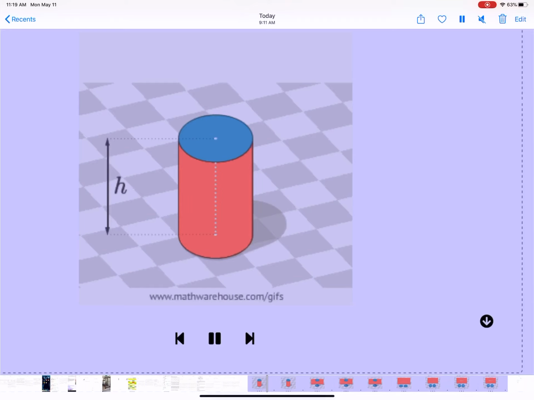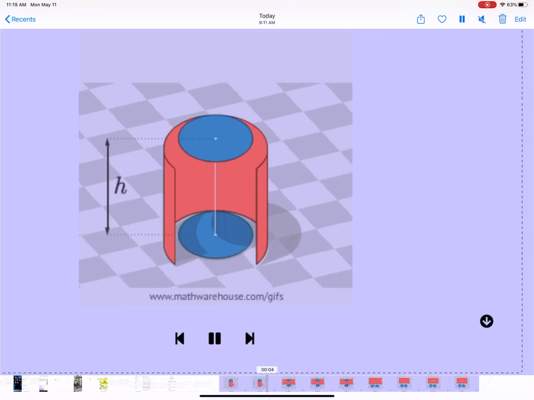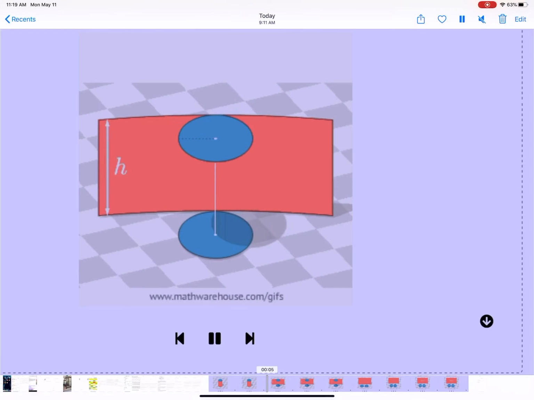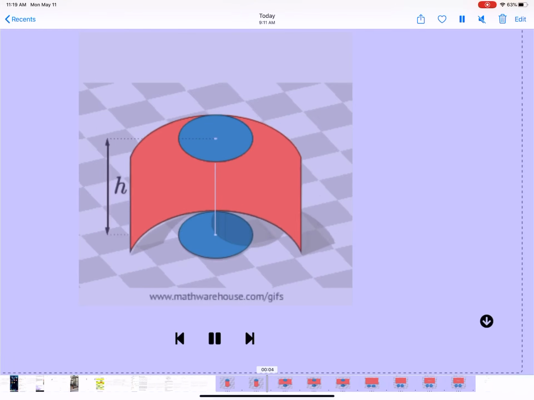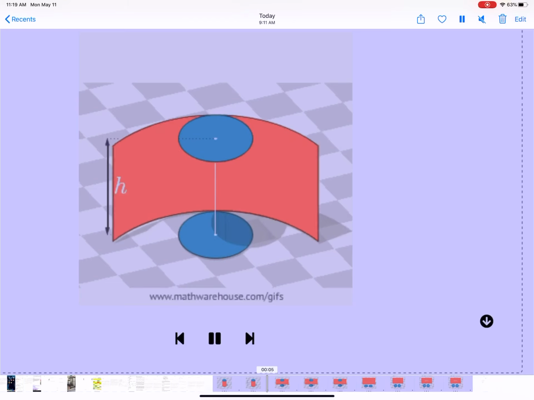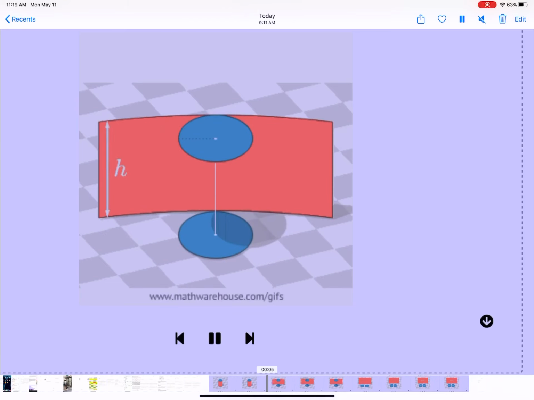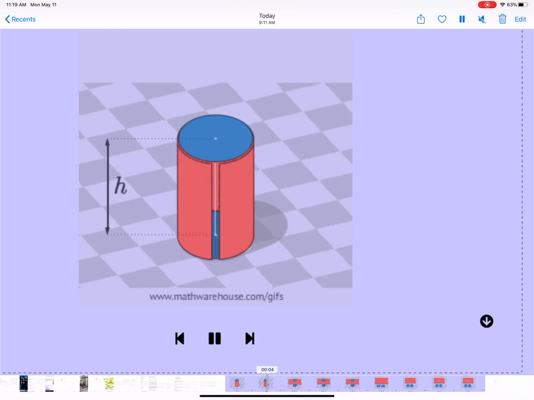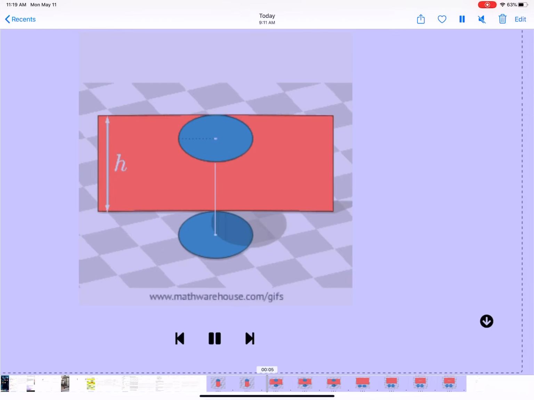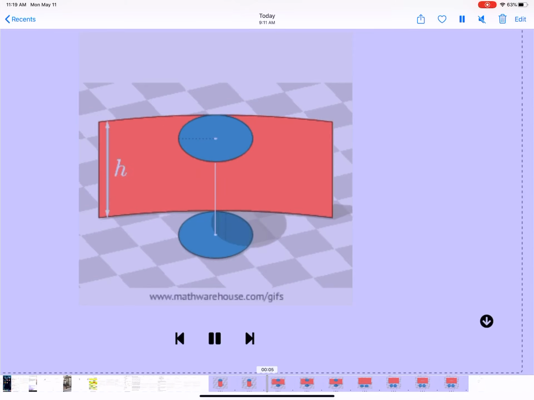So here we are, we have our cylinder, and we go to unwrap it. Notice what happens when we unwrap it. There's our rectangle. But what was the length? We have the height h, but what is that length? Well, that length, I think you'd agree, is just the circumference of the circle. So our rectangle, it's that red part, that area is going to be the height times the circumference of the circle.